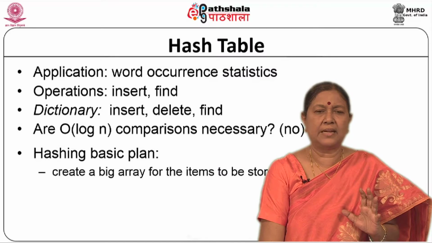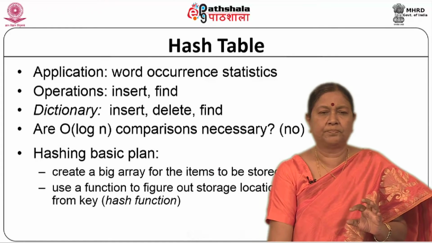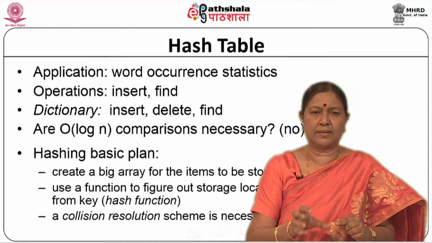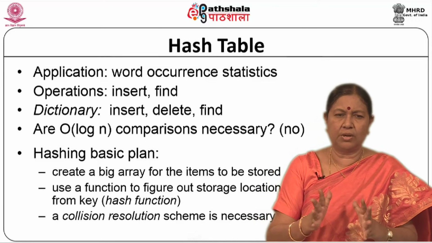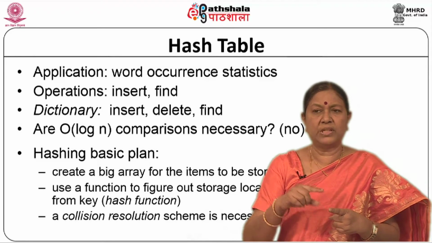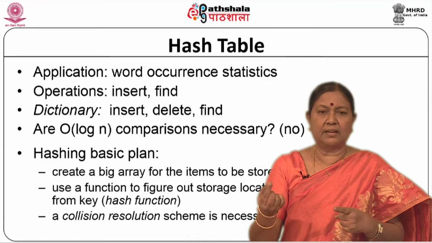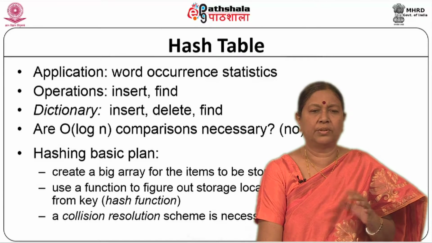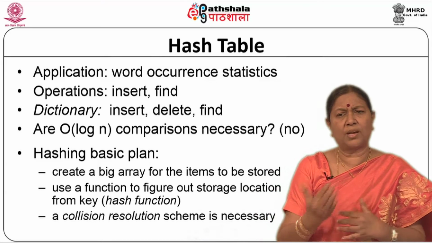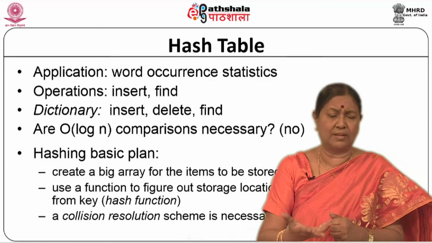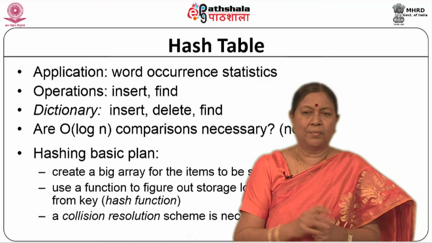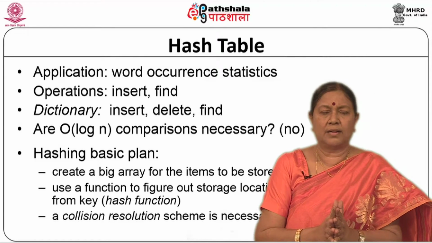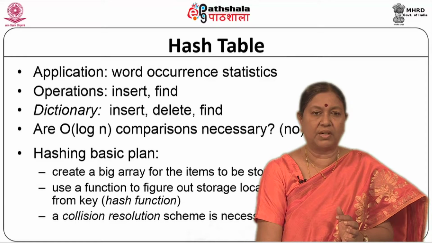So, hashing, the basic plan is to create a big array for the items to be stored. Then use a function to figure out the storage location from the key. That is where the hash function comes in. So, you have a big array where the items are stored, and you use a hash function of the key to figure out the storage location. We will talk about this in detail in this session and in the next module. Here we will just introduce this concept. A collision resolution scheme is necessary. We will just touch upon collision resolution in this module and talk a lot about it in the next module.